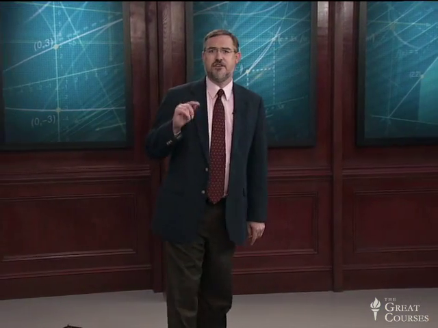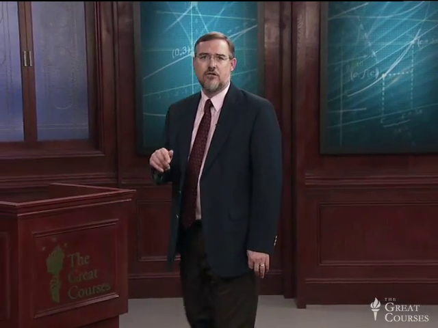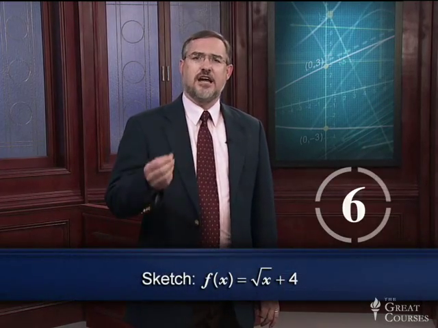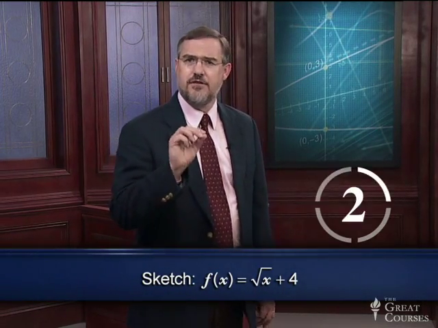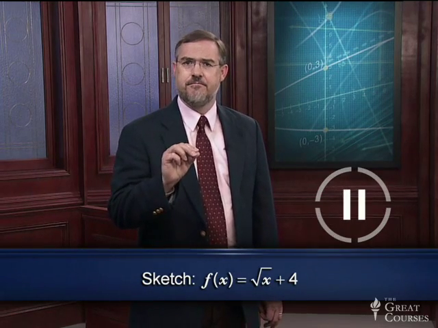Okay, let's look at a different type of graph of a radical function now. And I'm going to ask you again, can you try to graph this one on your own? It's going to be similar to what happens when we move the graph of, say, x squared to the graph of x squared plus 4. But here's the example I want us to look at. Sketch the graph of f of x equals square root of x, plus 4.